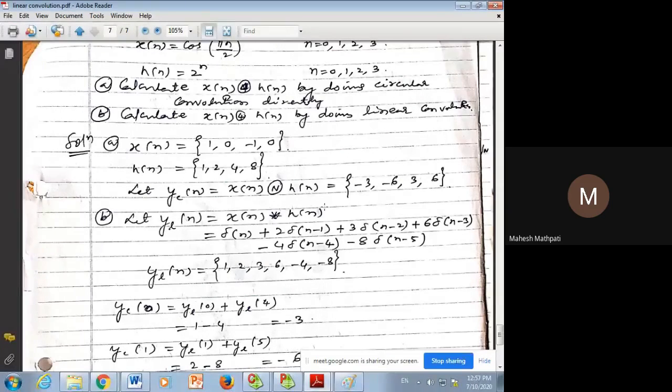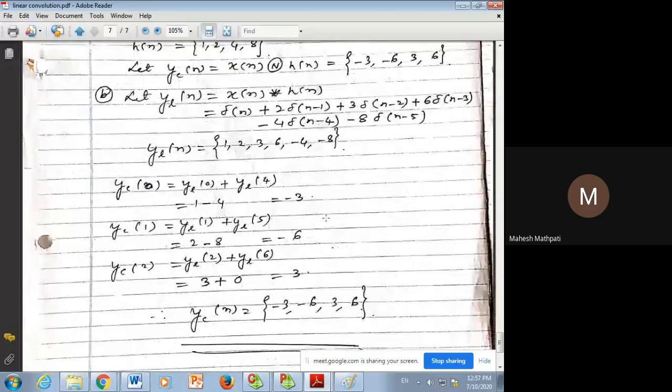If anyone is having any confusion, if your example is not solved, you can ask me, sir. Solve the example. I am ready to solve it. So the final answer for this: the circular convolution result is again the same as the above result. So it is -3, -6, 3, 6. If someone has not finished, I will give one minute, write it all down, no problem. You can note down this.